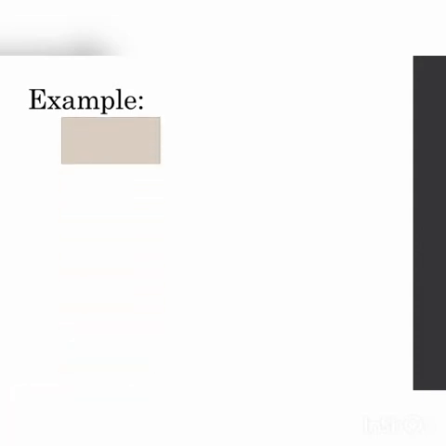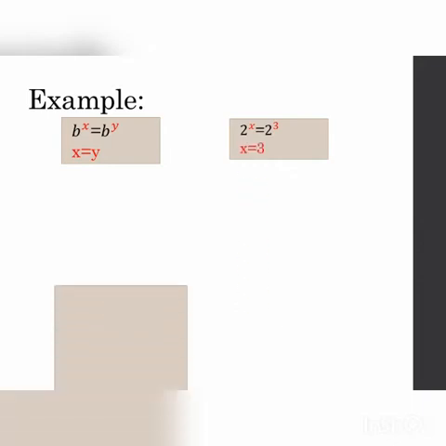Examples: b raised to x is equal to b raised to y, and the answer will be x is equal to y. 2 raised to x is equal to 2 cubed, and the answer will be x is equal to 3.